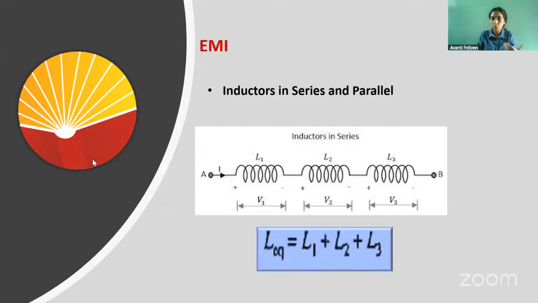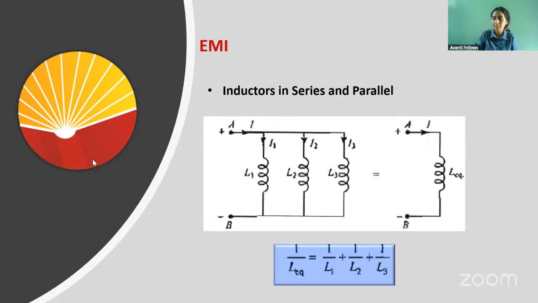We join inductors in series and parallel. When inductors are in series, join them like resistors like this. When inductors are in parallel, join them like you do with the resistors like this, okay.